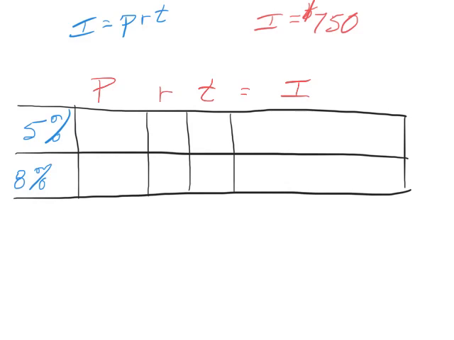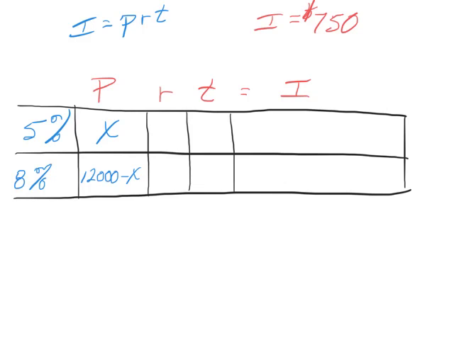So we're going to call one X. So let's just call the first one X. The second one is going to be the amount I borrowed minus X. Okay, so when we take the 8% and the 5% and add them together, we should get the total amount we borrowed. So since we don't know what that is, we're just going to call one X, and the other one is our total minus this one, and that'll give us how much we have here.